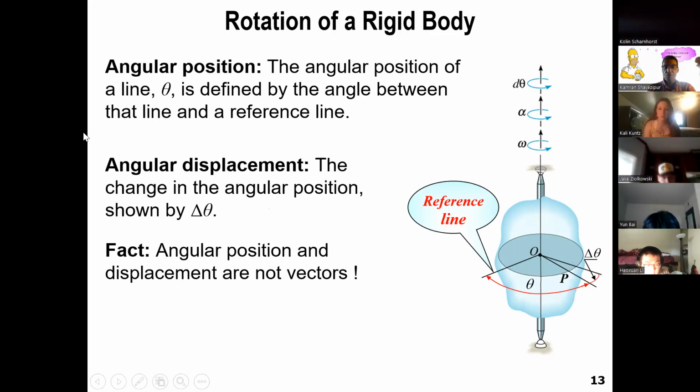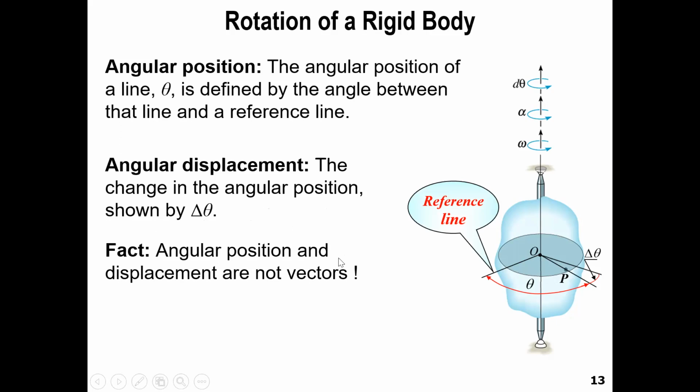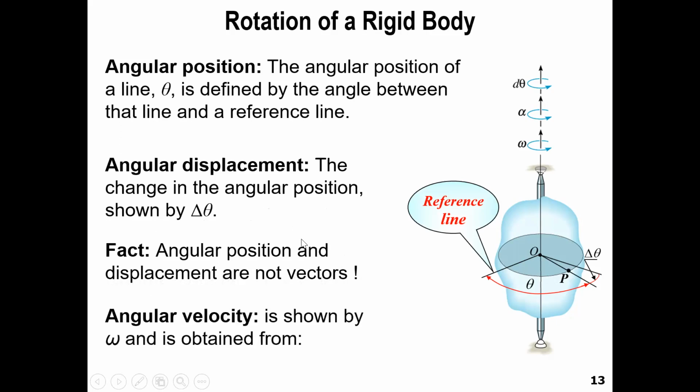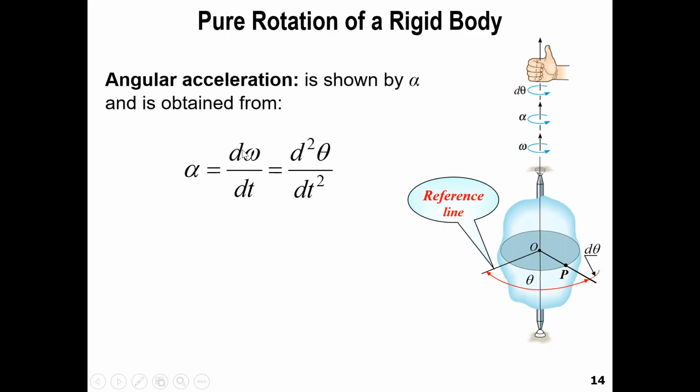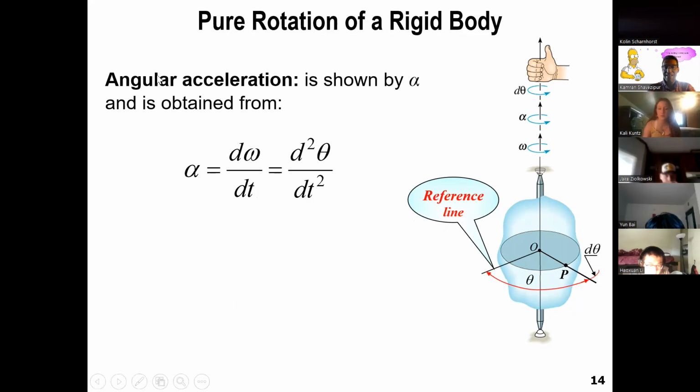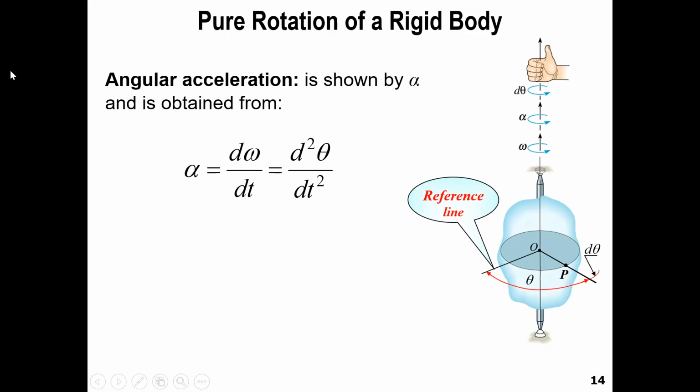Because vectors follow certain basic mathematical rules. So angular velocity comes with the change of angular displacement over time, and angular acceleration comes with the change of angular velocity over time. So practically, whatever you had for S, V, and A, now we have for theta, omega, and alpha. We show the angular velocity by the Greek letter omega.